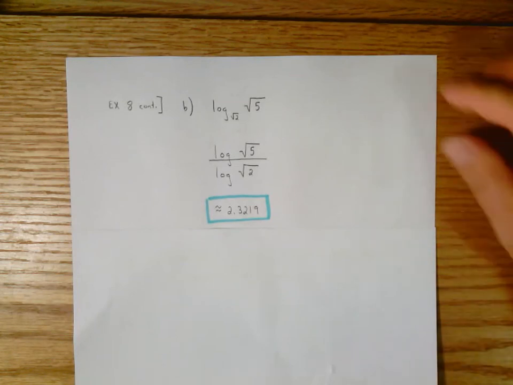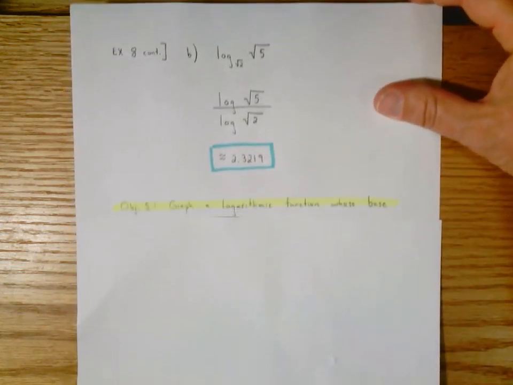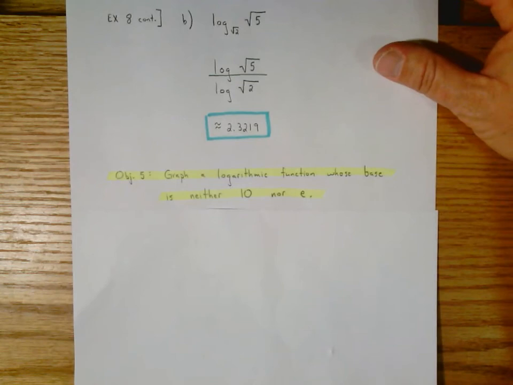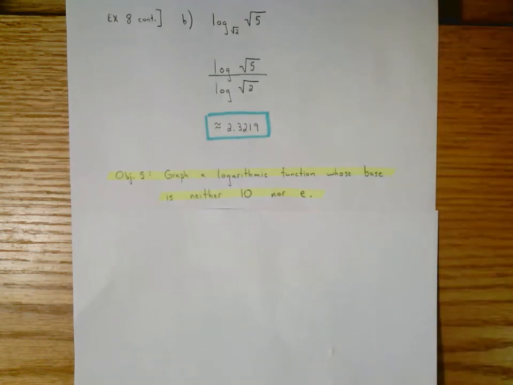Last objective for today. One more objective, one more example, and we're done. Now we're going to graph a logarithmic function whose base is neither 10 nor e. We've done this by hand, but now I'm going to show you how we can do this on the calculator.